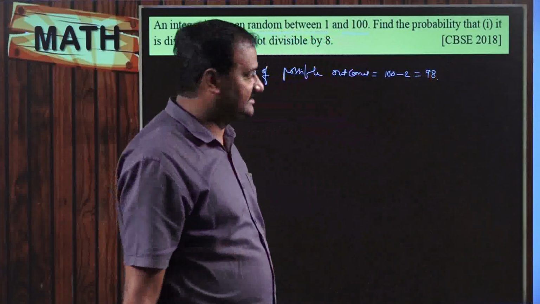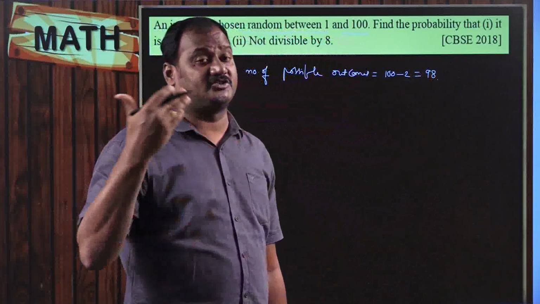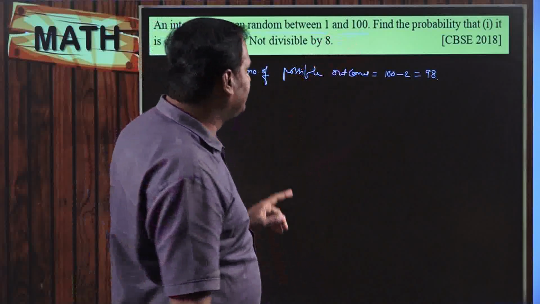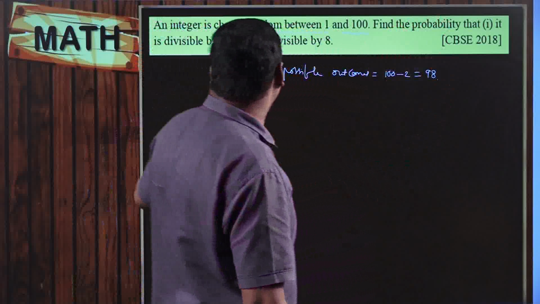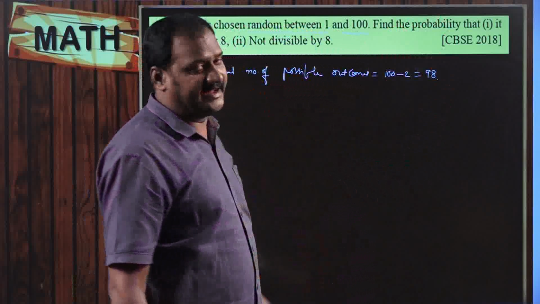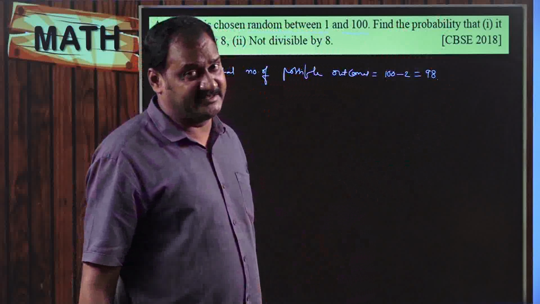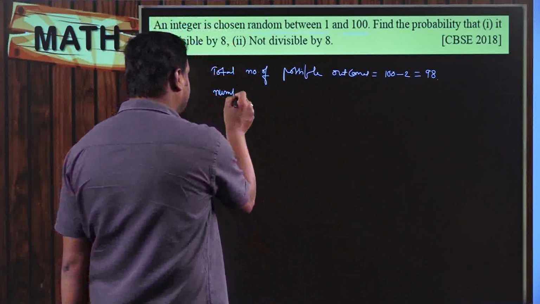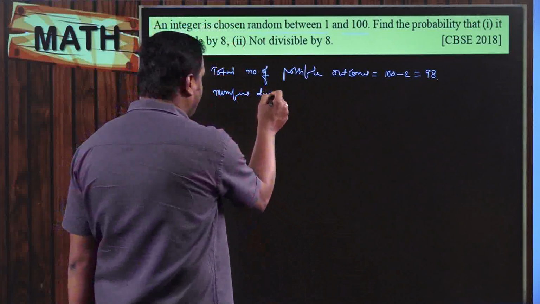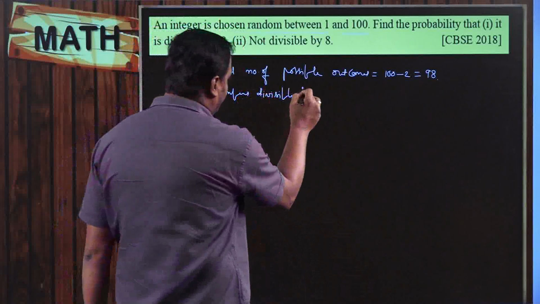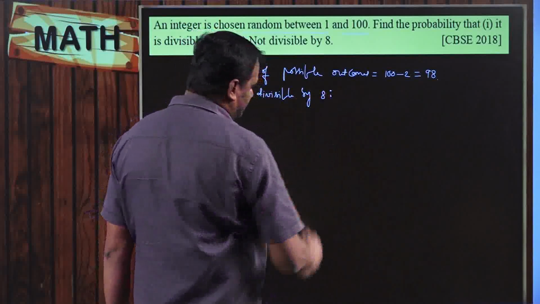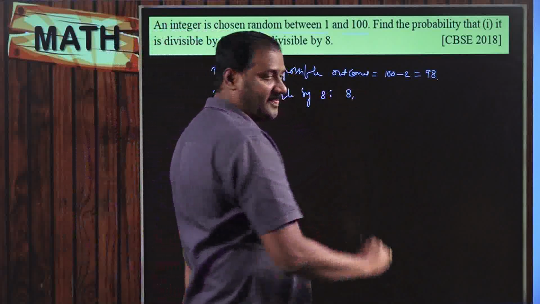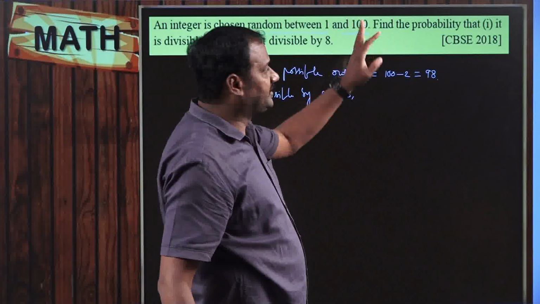So 98 integers, from which number to which number? From 2 to 99. Find the probability that it is divisible by 8. So what are the numbers divisible by 8? What is the very first number divisible by 8? Of course 8 is the first number, because we have to take the numbers from 2 to 99 only.